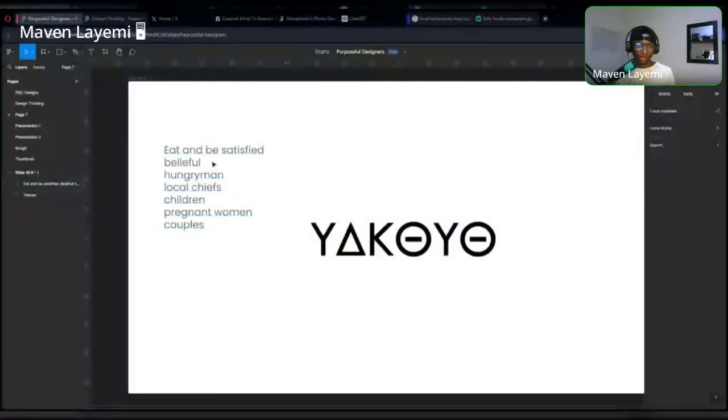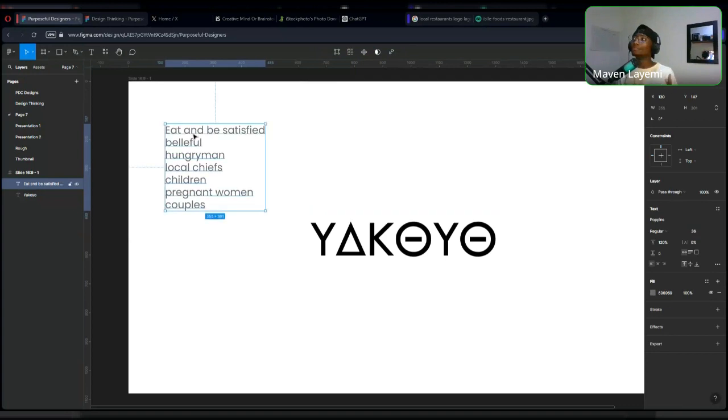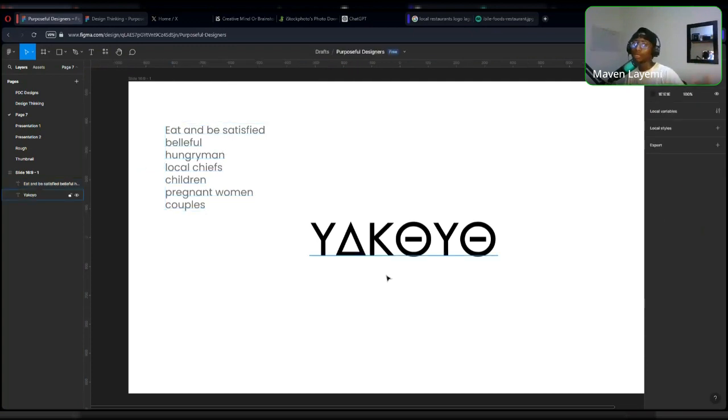Hungry man, you want to be belly full, trying to add normal layman English into it, language rather. So Yakuyo means eat and be satisfied, eat and be belly full. Are you a hungry man? Come to Yakuyo. Local chiefs, come to Yakuyo, because who are those that you are going to play drums for? The experience part. Local chiefs, you usher them into your restaurant, they eat. Pregnant women, they can come. Couples, they can just branch. Maybe also students, we can include them.